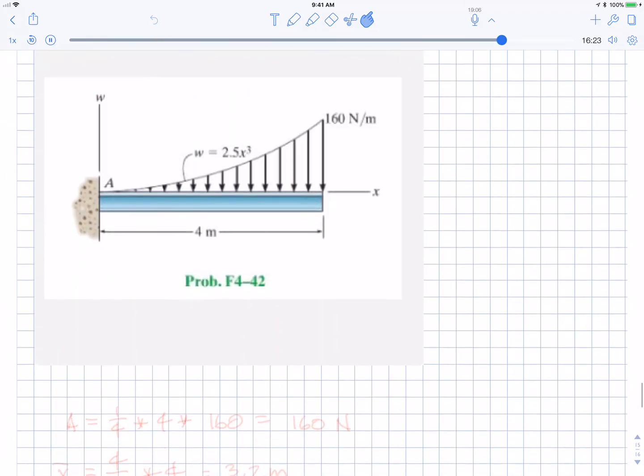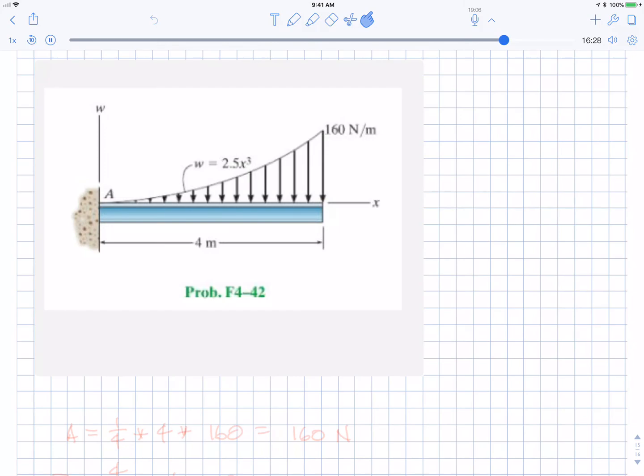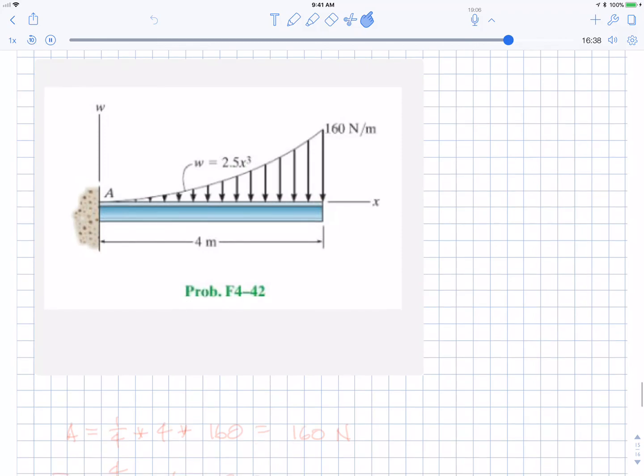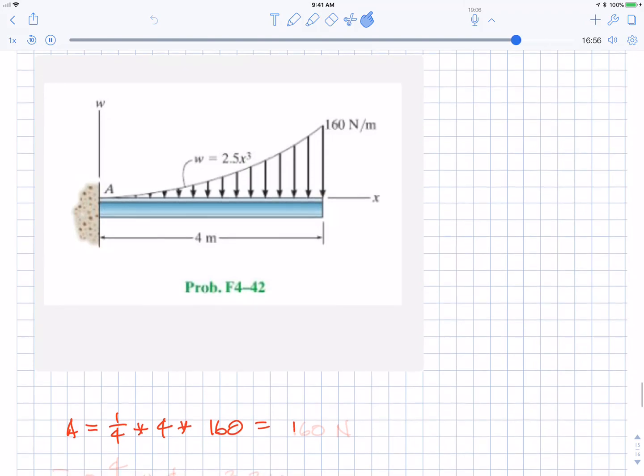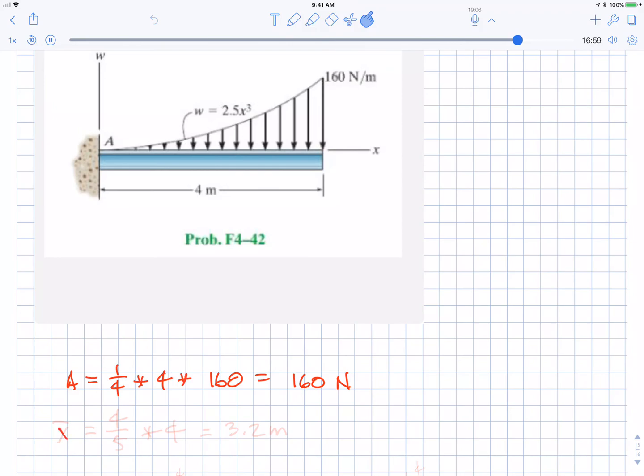This last problem is a cubic, and it's tangent at A because the slope is the derivative of that, and when you plug 0 into the derivative, you get 0. We know this one. I went over it earlier. The area is just, let's see if I can remember, 1/4 base times height, where base is 4 and height's 160. And so that comes out to 160 newtons. And x bar is 4/5 of 4, and that comes out to 3.2 meters.